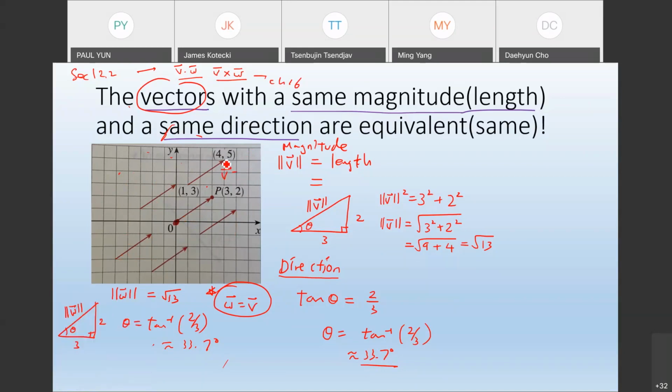This is called the terminal point. This is the initial point, the starting point. It's always terminal point minus initial point. Check this out. 4 minus 1, comma, 5 minus 3. The vector is 3, comma 2. Yes? Check this W, folks.